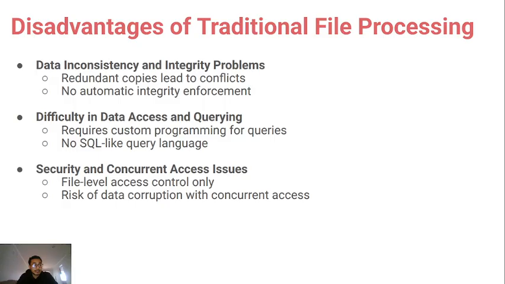Okay. So the last point is security and concurrent access issues. Traditional file systems have inadequate security features. Access control is normally applied at the file level. You may either access the entire file or not. There is no granular control over individual records or file fields. So concurrent access is problematic. If numerous users attempt to update the same file at the same time, data corruption may result. Implementing adequate locking mechanisms and preserving data consistency during concurrent processes necessitates complex custom programming that is error prone.